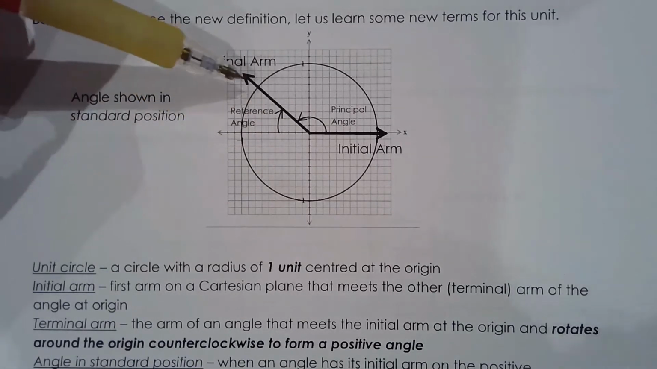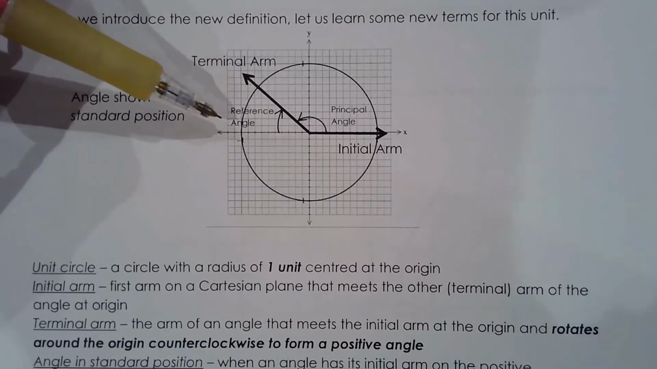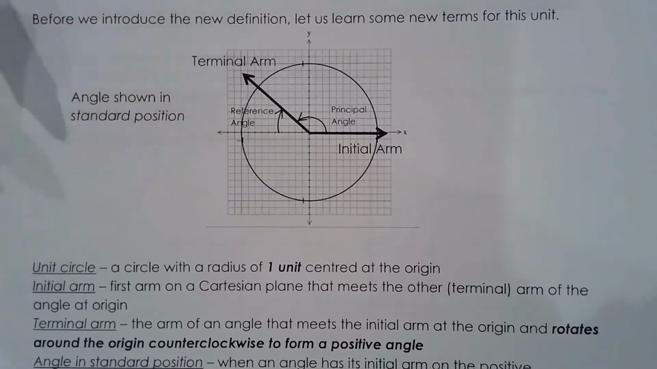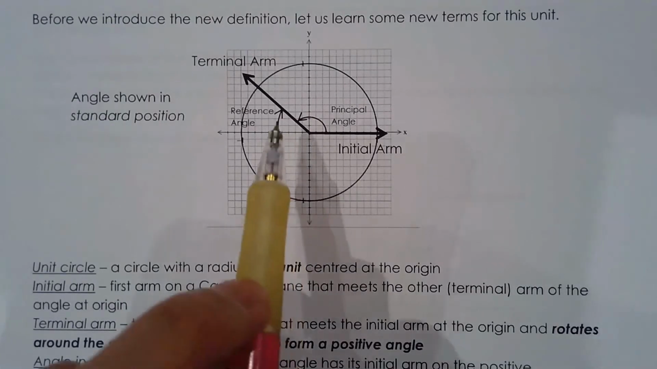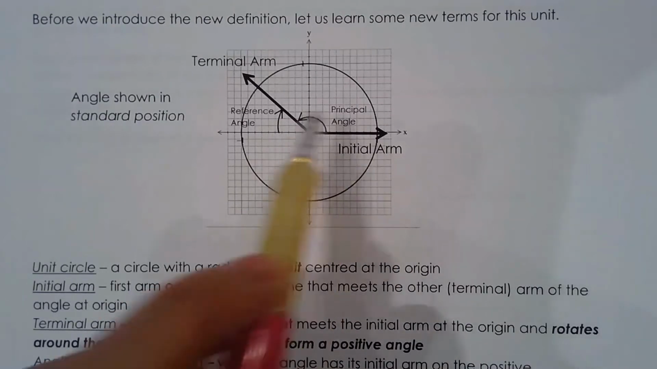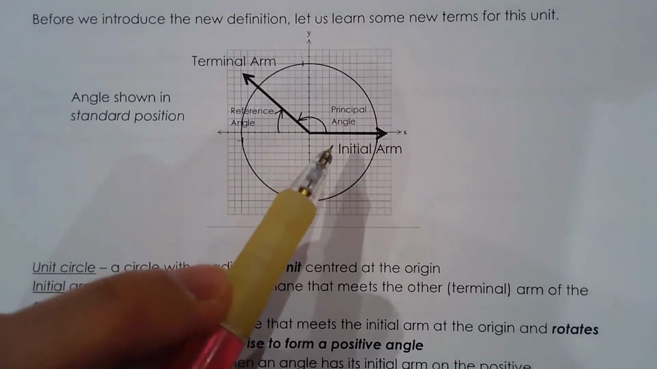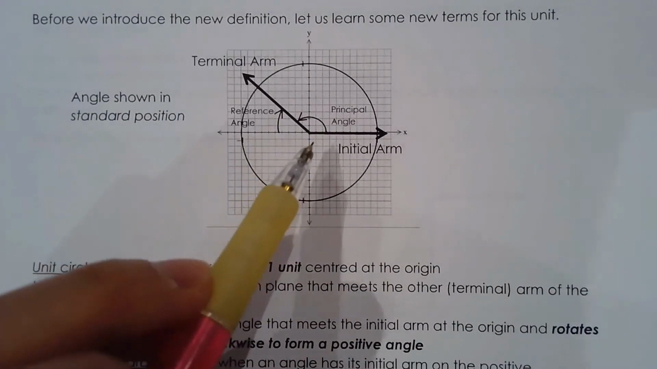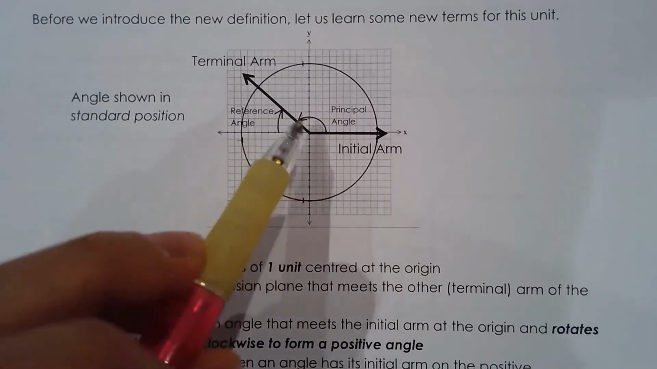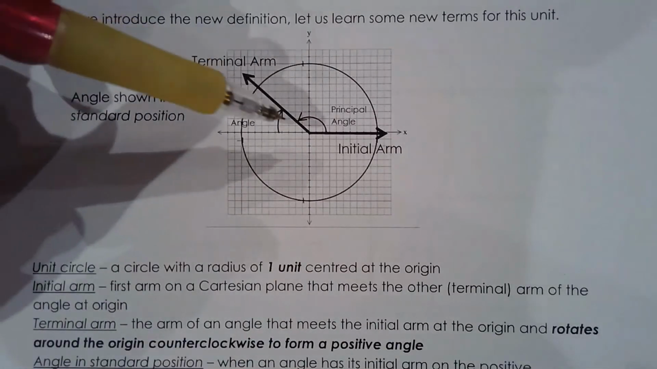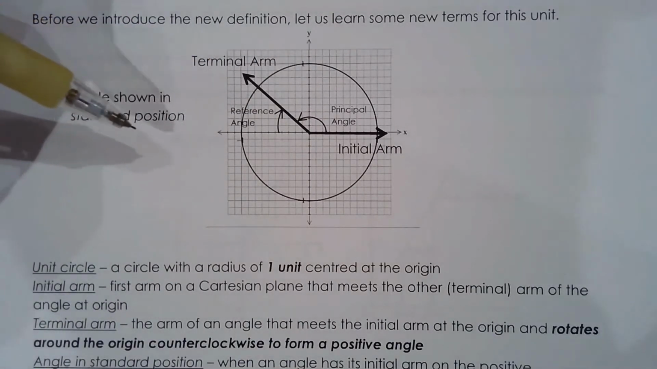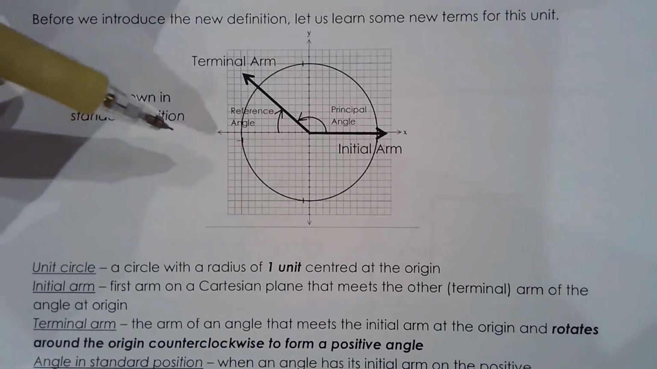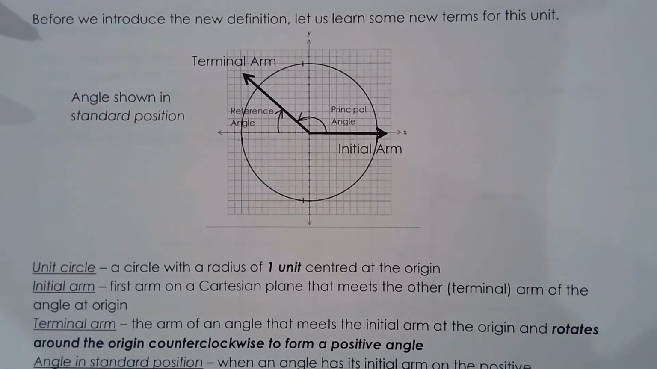Another thing I forgot to mention is that when we move the terminal arm, we can actually move it in 2 directions. We can move it counterclockwise, or we can move it clockwise. We are going to move it counterclockwise if the angle is positive, and we're going to move it clockwise if the angle is negative. All of this will make sense in our next lesson when we do many more examples. So in this video, we won't do any examples.